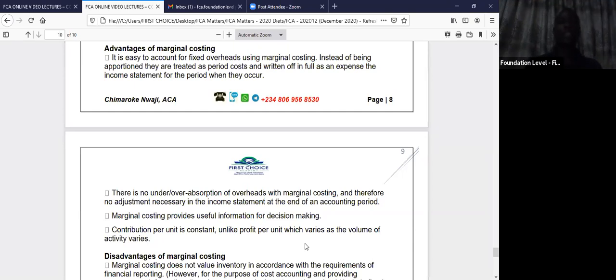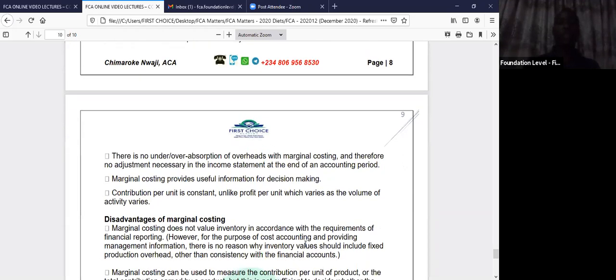And because there is no over absorption of overheads, there is no need to adjust the income statement. Now, marginal costing is useful for decision making. And when you use the contribution per unit, it can help you to forecast sales. It can help you to look at how profit per unit varies with volume, which we will learn in CVP.